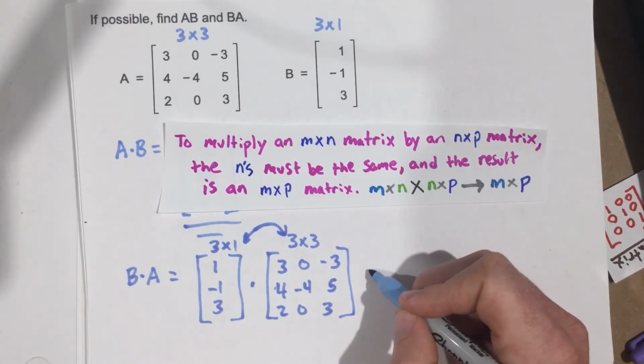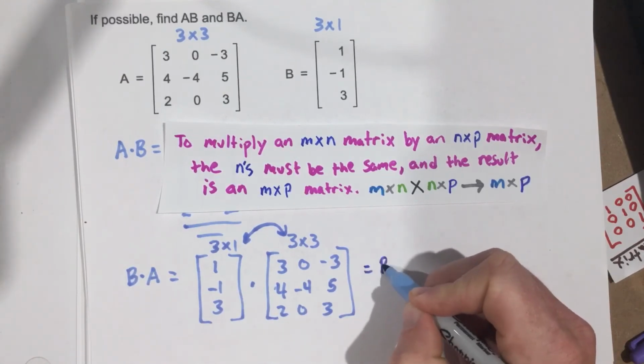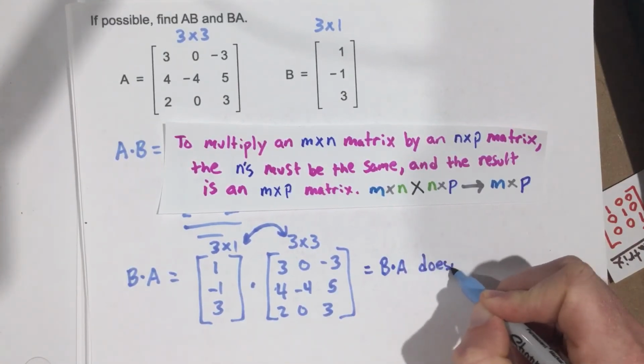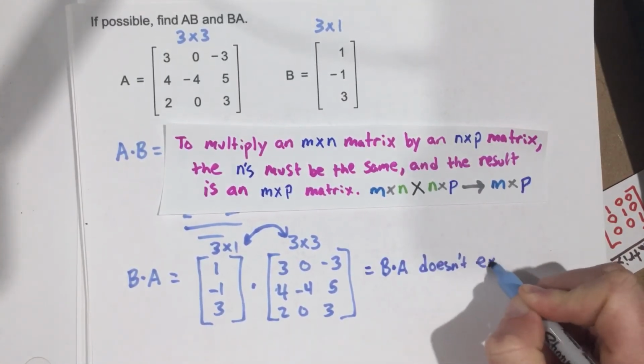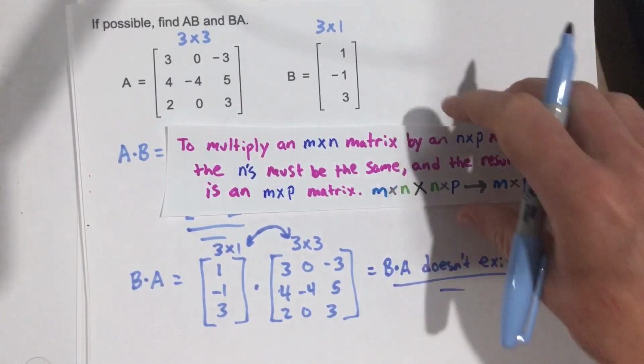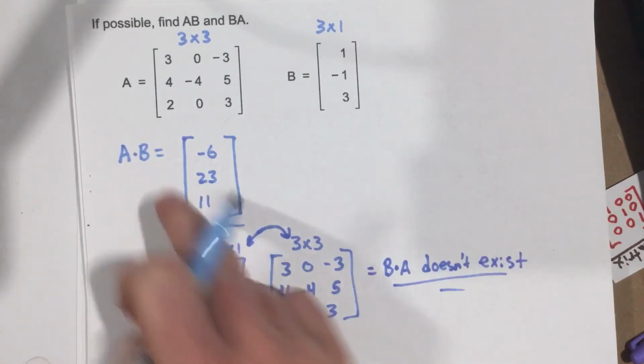So we can say that B times A doesn't exist. And that's all that we can say about that. So A times B works, but B times A does not.